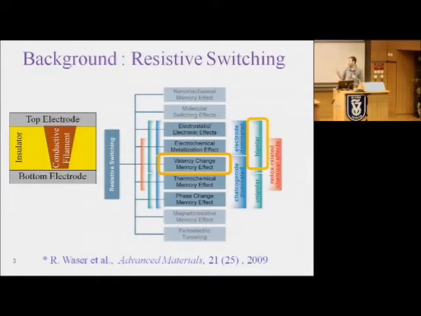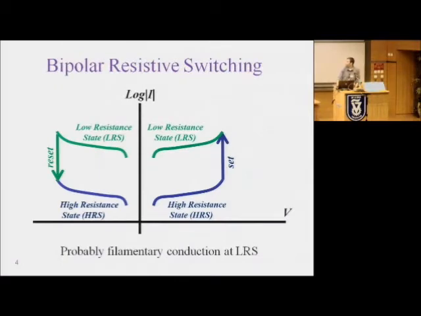So a very basic background. Again, this was already covered. But I'm talking about a very thin insulating film sandwiched between two electrodes. In most of the cases, these are metal electrodes, but it could be a semiconductor, like in my device. And you can see this table here from Waser's paper that Professor Kank already showed, with all kinds of effects that are responsible for resistive switching. In this talk, I will focus on the valence change memory effect. And I will talk about the bipolar behavior.